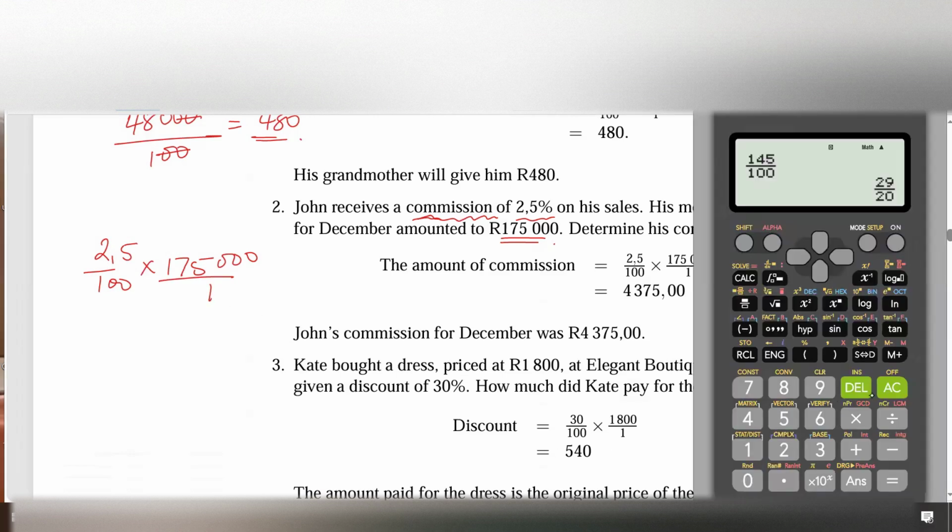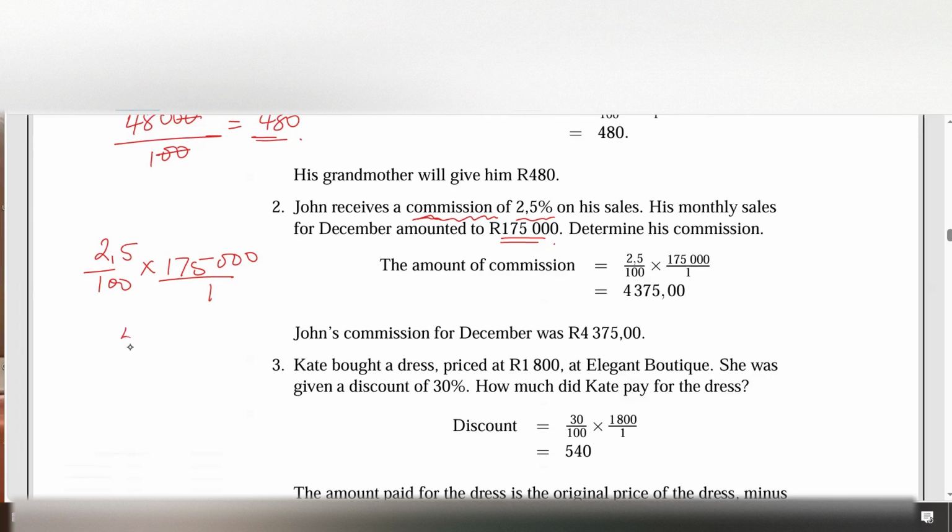When you punch this in the calculator, it's going to be 2.5. We can use the percentage symbol on the calculator, so it's shift and this open bracket. And then we multiply it by 175,000. What does that give us? 4,375. So this is how much this person will receive for December commission.